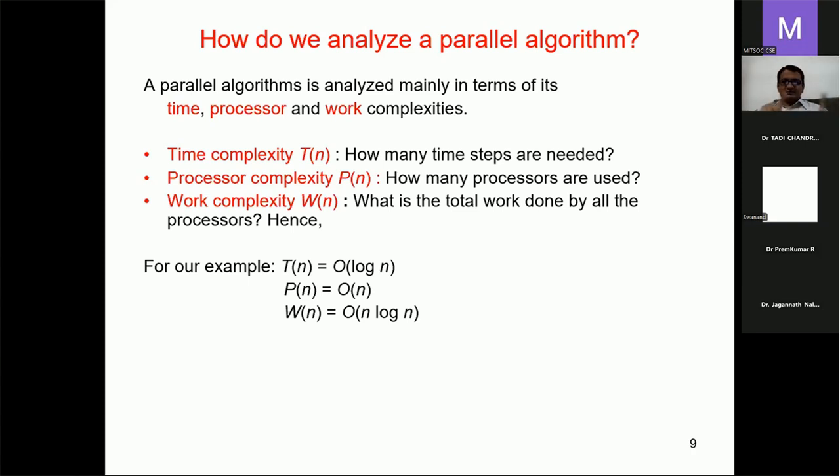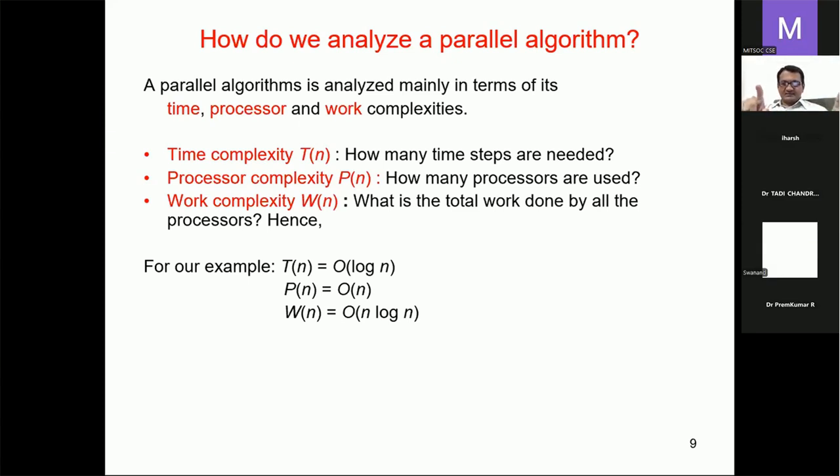What is time complexity? How many steps are required. What is processor complexity? How many processors are used. And what is work complexity? The total work done by all processors. What's the n here? Small n is the input size. So time complexity is how many steps are required, processor complexity means how many processors there are, and total work complexity is the total work carried out. Is it clear?